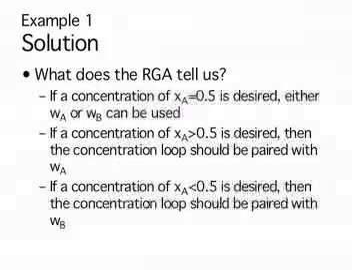For this specific case, the RGA tells us something for each range of desired concentrations of A. If a concentration of A is desired to be equal to 0.5, either entering flow rate for A or B can be manipulated. If a concentration of A is greater than 50%, then the entering flow rate for A, or WA, should be manipulated. If a desired concentration of A less than 50% is required, then the entering flow rate of B should be manipulated.